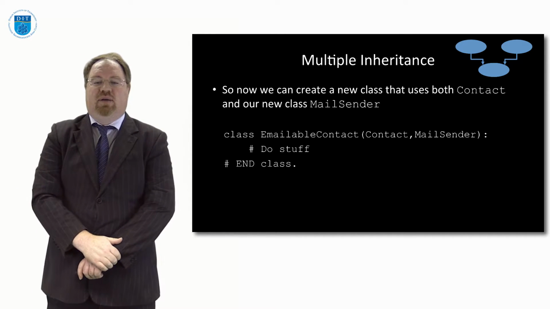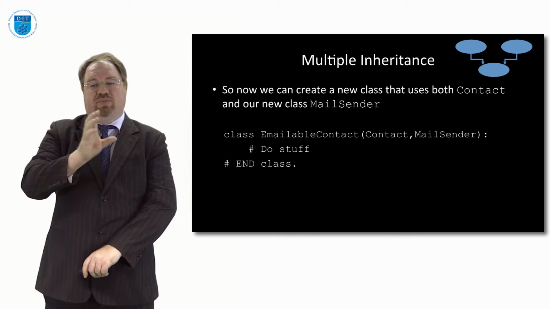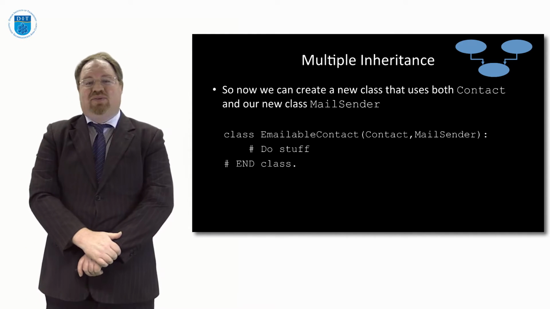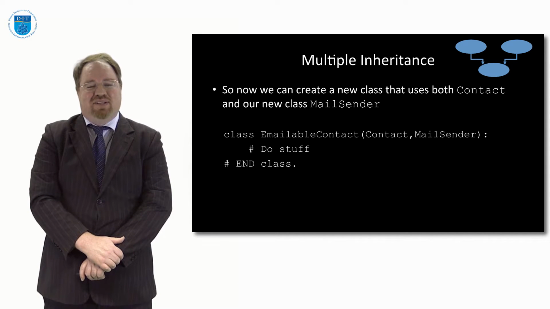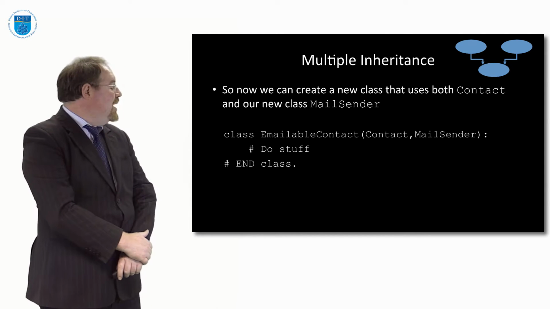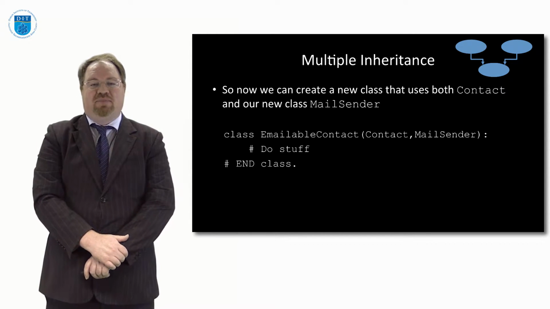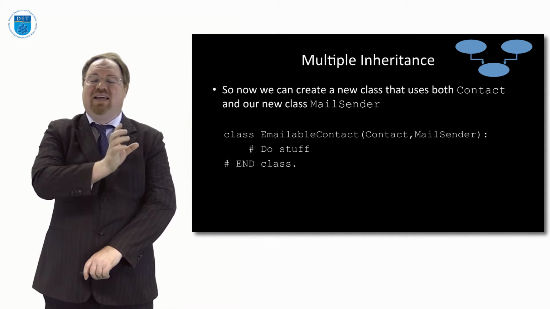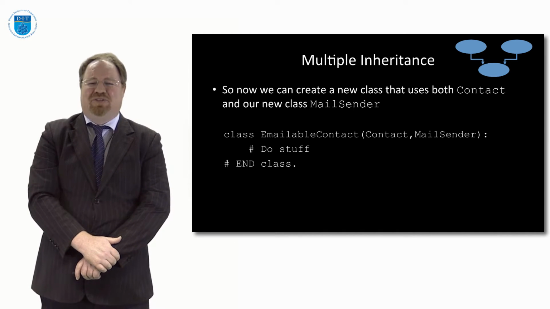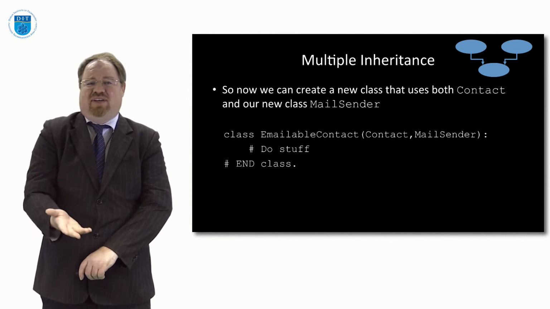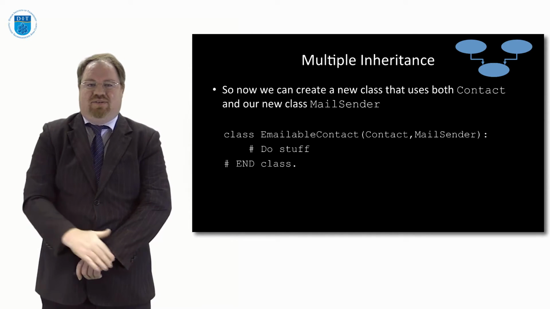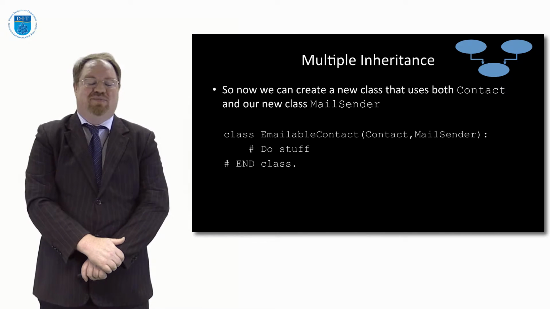All right, so now if we want to create a new class that inherits from both the contact class and the mail sender, to create a new class using multiple inheritance in Python, it is as simple as this. It's disturbingly simple. All we do is create a class called EmailableContact, and it takes in two parameters: the Contact class and the MailSender class, and then it does stuff. To do multiple inheritance, all you do is specify the parent classes from which you want to inherit in brackets, and that's it. That's all you need to do. It's so simple, it's unbelievable.